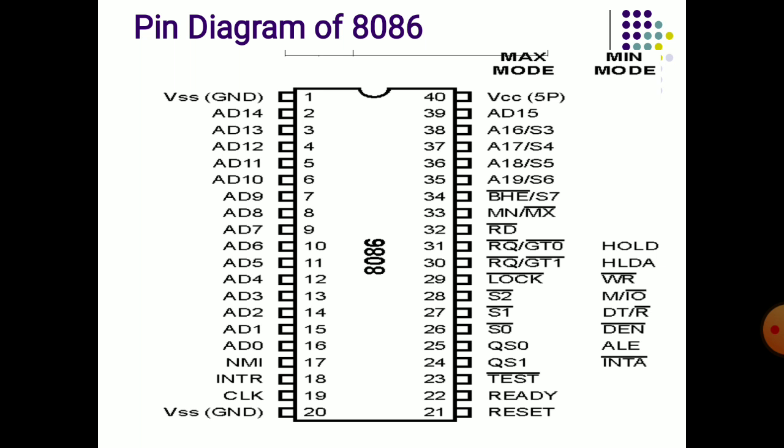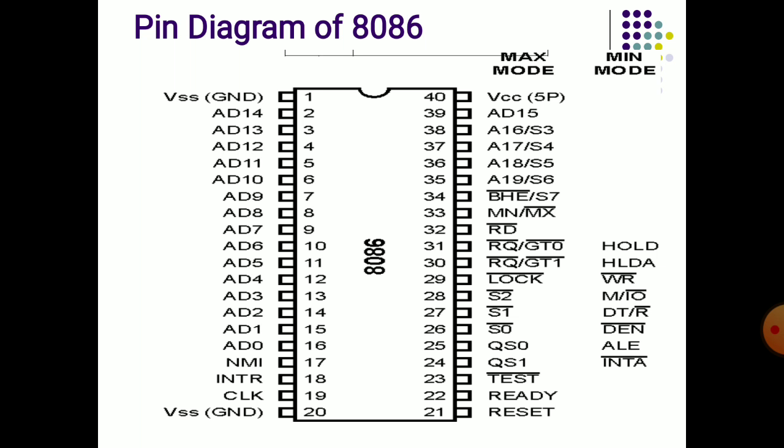So it is a multiplexed address and data bus. See here, AD0: A indicates address, D indicates data bus. So it is a multiplexed address and data bus. Both the address bus and the data bus are there. How do we separate the multiplexed address and data? By using the ALE signal. What is the ALE signal? It is pin number 25. This ALE signal is used to separate the address bus and data bus.